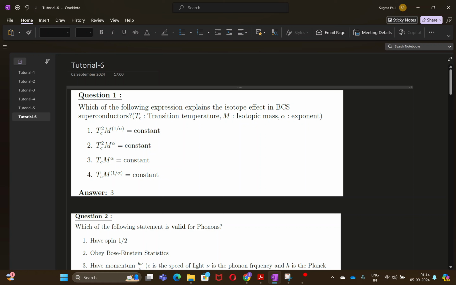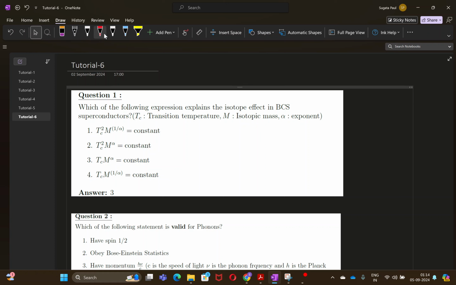So let us begin with tutorial 6 for week 6. This week's materials are mostly based on superconductivity, totally based on superconductivity, I'd say. Again, there are some questions based on concepts and a few questions that are mathematical a little bit, but mostly there are conceptual questions on this assignment.